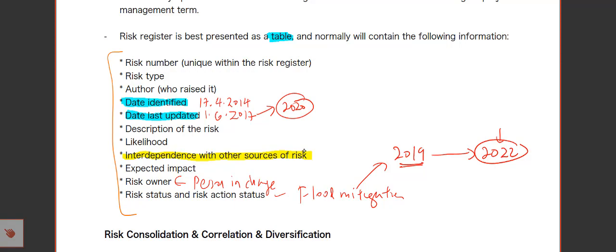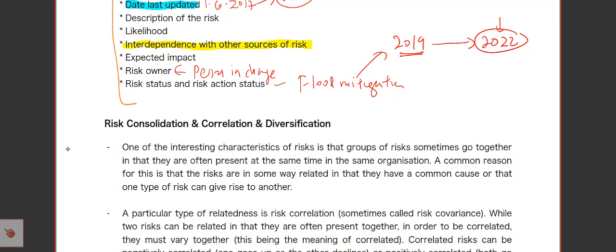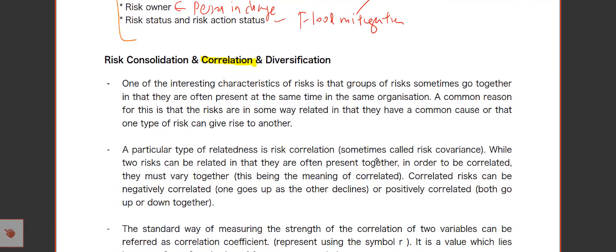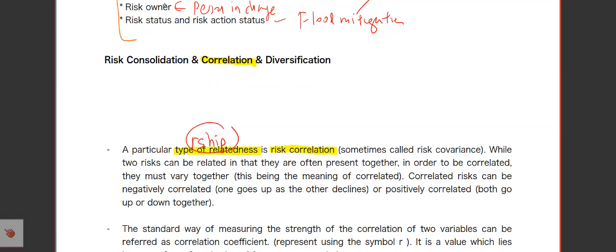Okay. Now, in all this information that we have here, there is this thing called interdependency with other risks. And what we are trying to say here is risk correlation. Okay. Now, we call this risk relatedness correlation. Risk relatedness refers to the relationship. Now let me just explain it in this way.